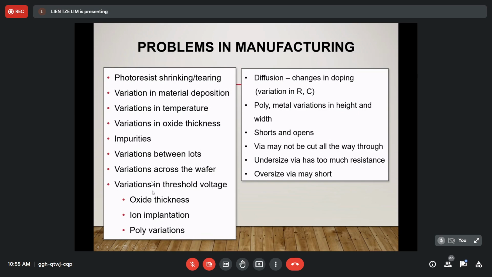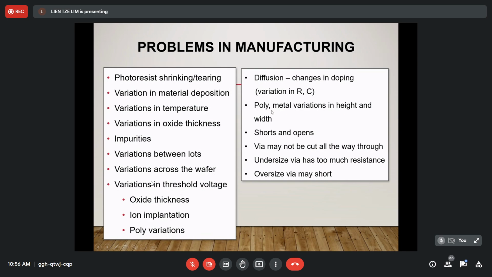The variations of threshold voltage can be caused by the oxide thickness, ion implantations, poly variations, and then diffusions, change in doping. If we want to form a diffusion area, then the dopant that is used may have some changes in its characteristics, in its properties. The changes in doping will cause variations in the resistance or capacitance.